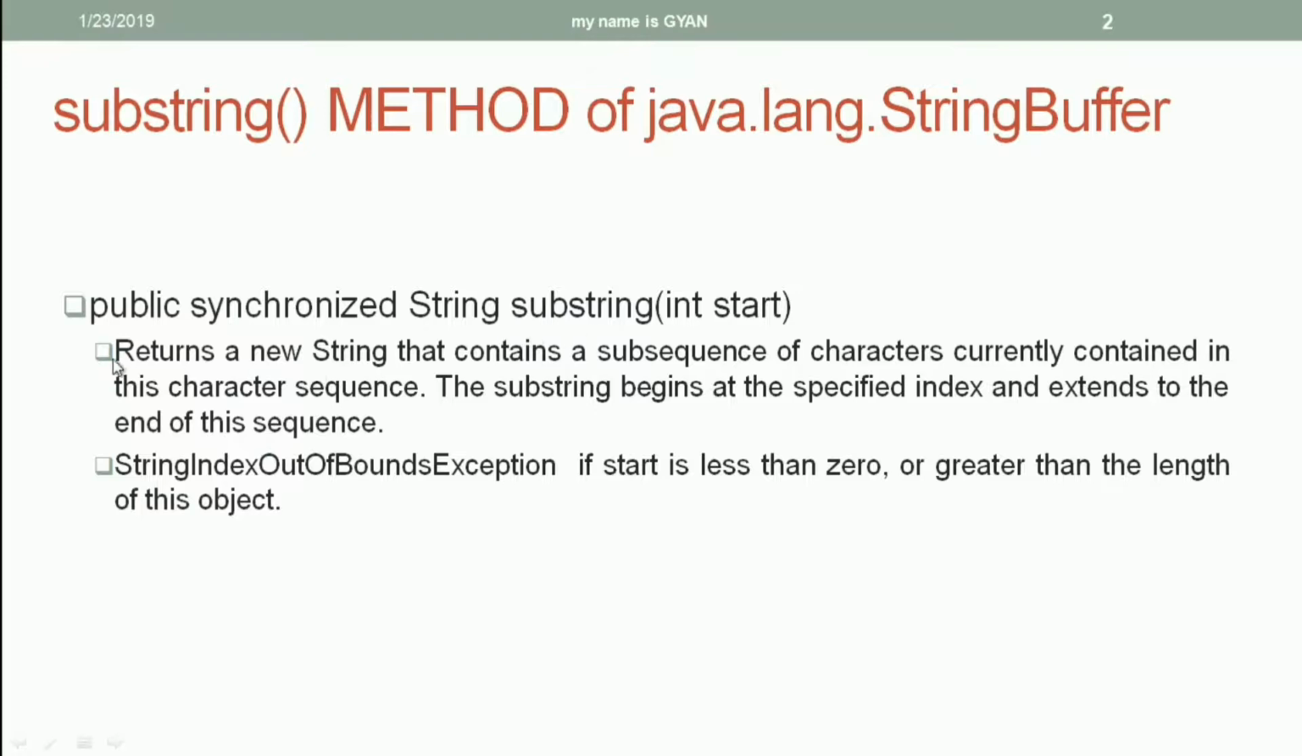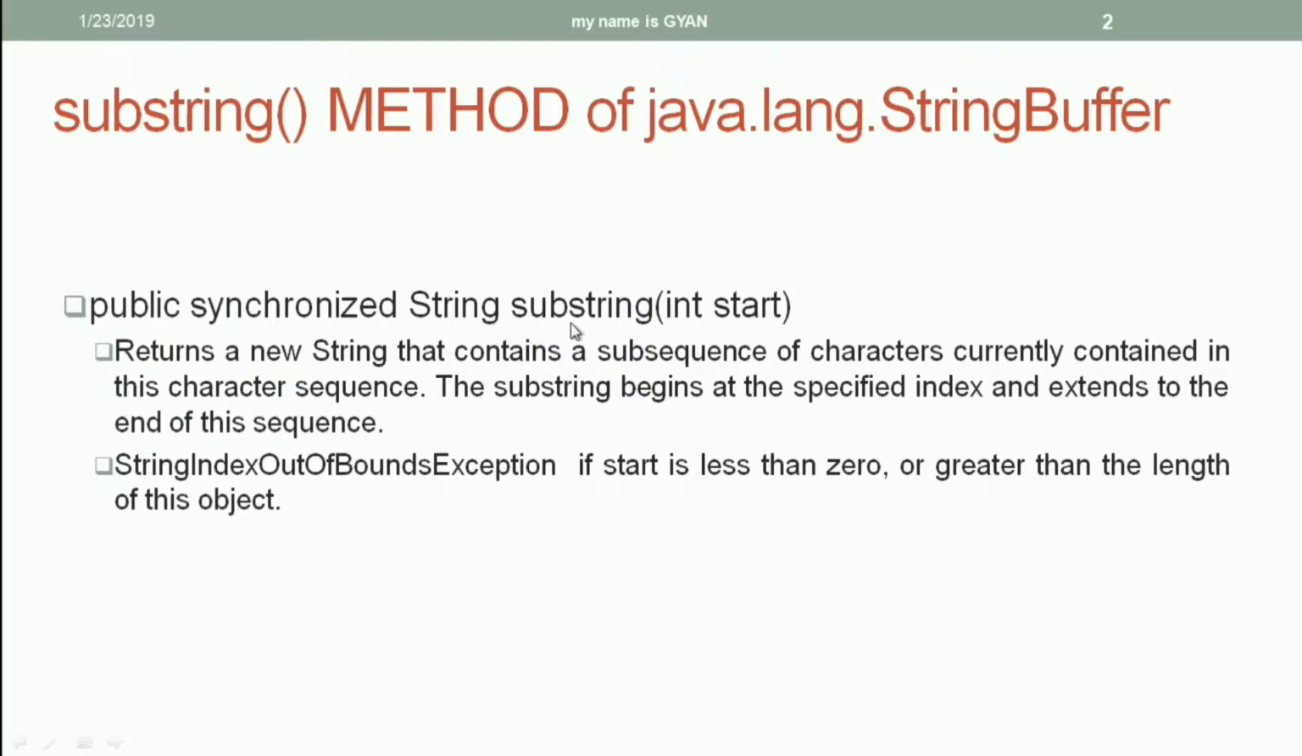The substring method returns a new string that contains a subsequence of characters currently contained in the caller character sequence. So the substring method will create a new string object with a subset of the caller string buffer. In simple words, the method substring creates a new string object with the subset of the content of the caller string buffer object. Now the question is, what will be that subset? That subset means that the substring begins at the specified index start and extends to the end of the caller sequence. We will look at this statement practically later in this video.